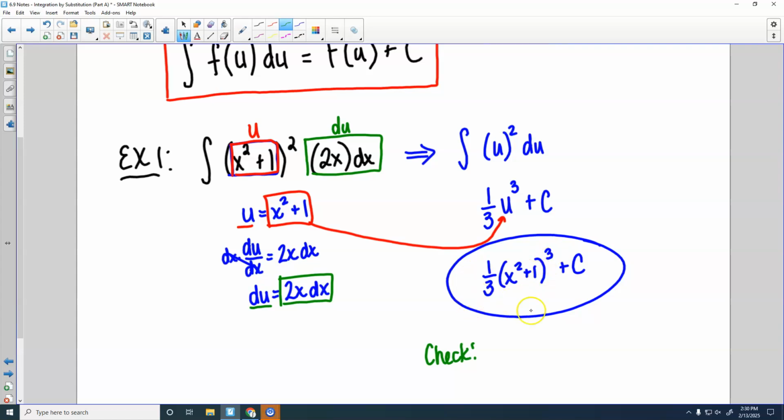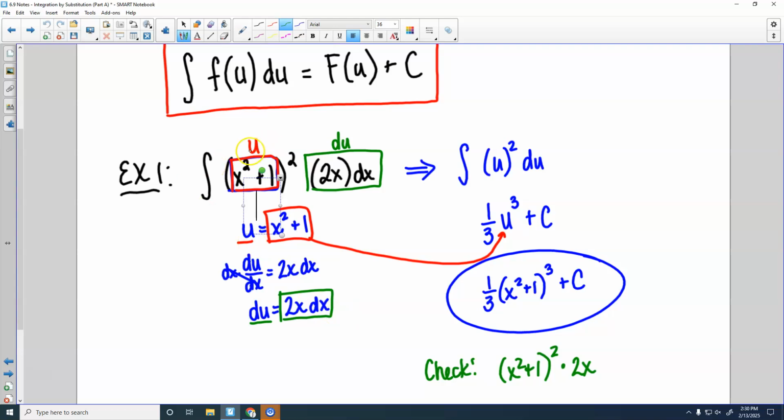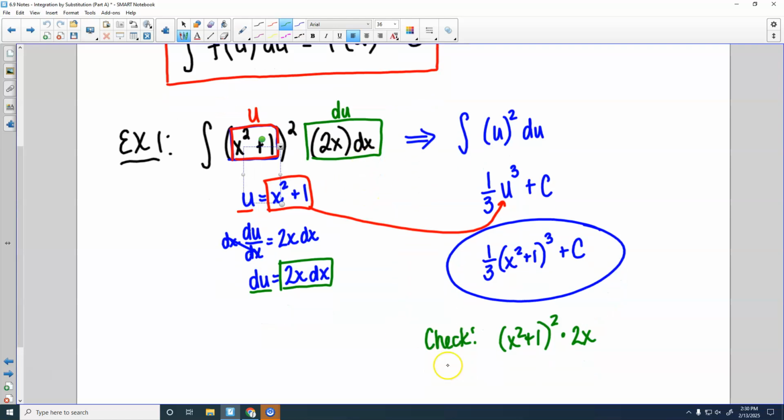So if you take the derivative, you would do 3 times 1/3, which would just be 1, x squared plus 1 to the second power. You would have to do chain rule and multiply it by what's on the inside, which would be 2x, and the plus c would just go away. So if I were integrating here, I'd have x squared plus 1 squared times 2x. The dx is what you're putting in there when you write it as an integral. So you can check to make sure that you got it right.